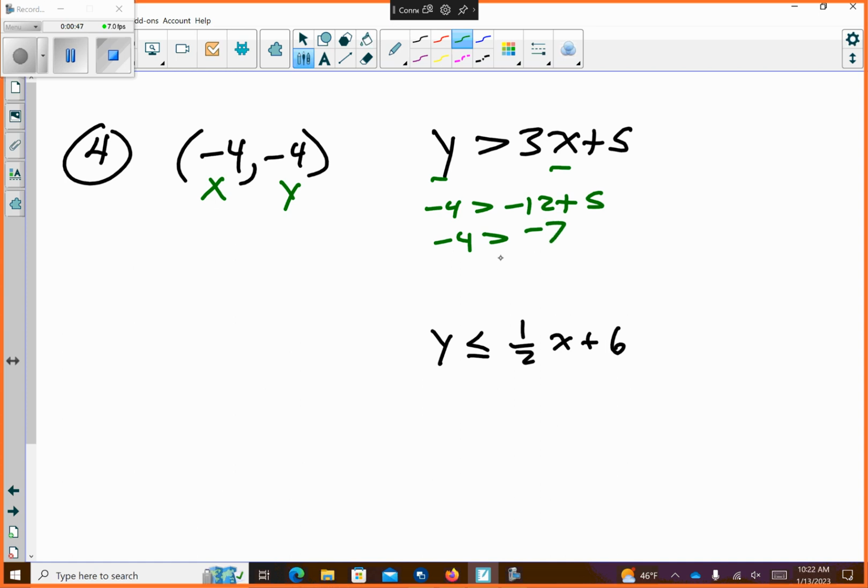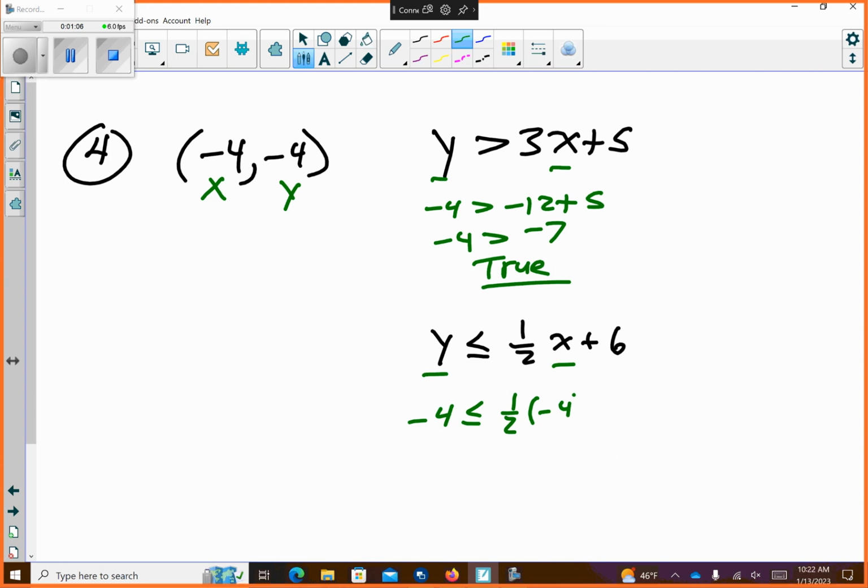Would you rather owe $4 or $7? 4. So this is true. Okay? So if it's true on one, that's great. But that doesn't mean that it's truly part of the solution. You have to plug it into the other one. Plug negative 4 into both.